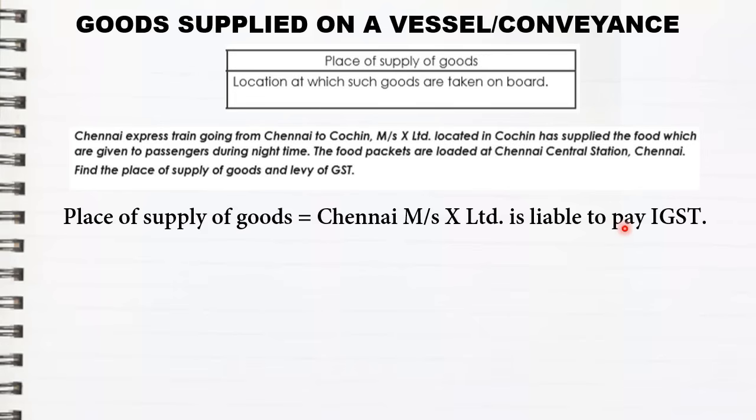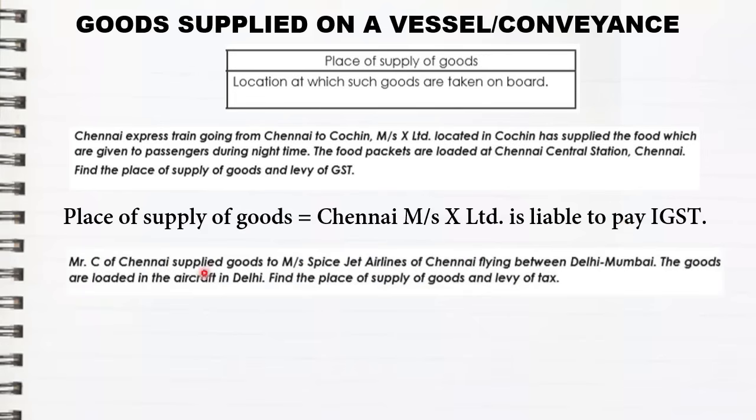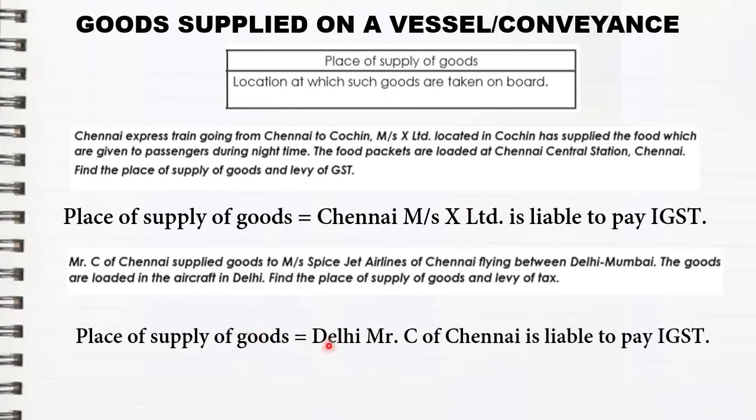Let us understand this with another example. Let's say Mr. C of Chennai supplied goods to SpiceJet Airlines of Chennai, flying between Delhi to Mumbai. The goods are loaded in the aircraft in Delhi. So in that case, according to the rule, wherever the goods are loaded, that place will become your place of supply. So here the place of supply of goods will be Delhi, and Mr. C of Chennai will be liable to pay the IGST.